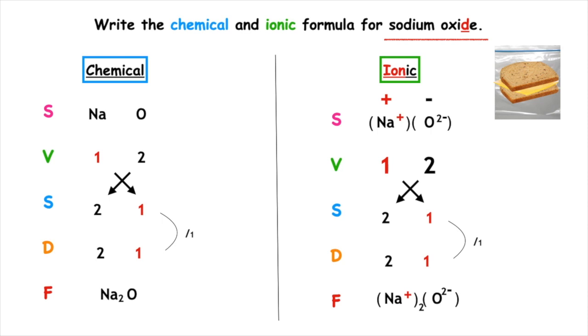I always like to have a little double check to make sure that my answer is correct. The way that I do that for the ionic formula is I make sure that I've got the same number of positives as negatives. For the sodium, we've got 1 positive inside the bracket, but we've got 2 of those. So the total positive charge that we have is 2 positive. What's the charge for the oxygen? 2 negative. They balance and cancel each other out.